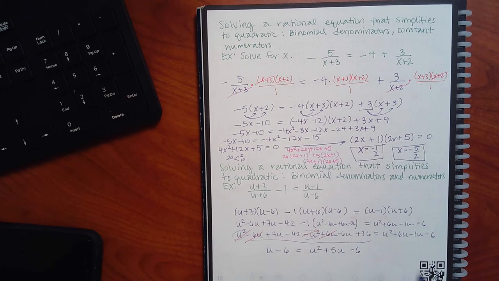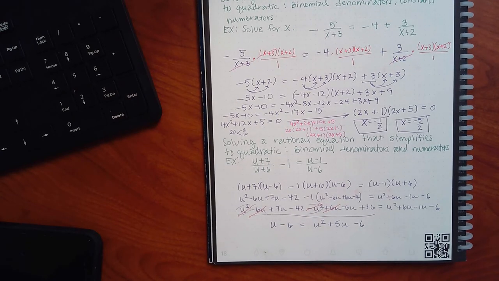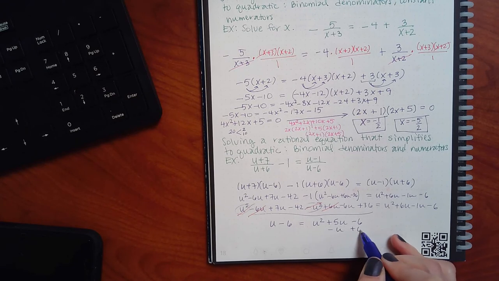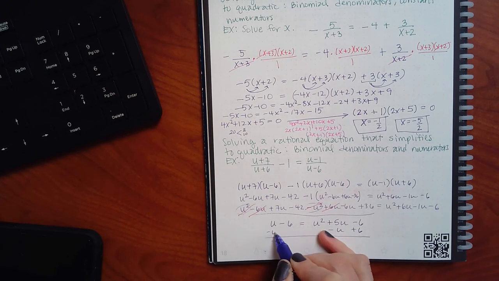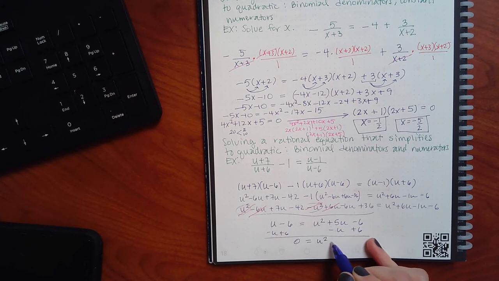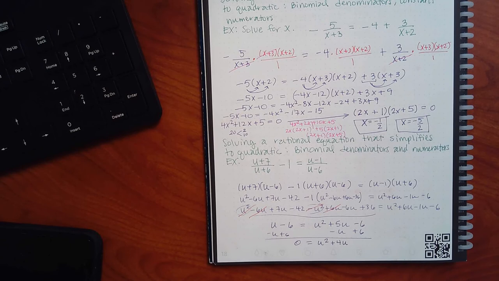And minus 6. So we still have a square, which means we have to get it equal to 0. But my square is positive over here. I want to keep it that way. So I'm going to move these two guys over there. So I'm going to end up minusing u and adding 6, right? So now we get the 0 like we want, but we have u squared positive 4u. And 0. And those go away. They cancel.